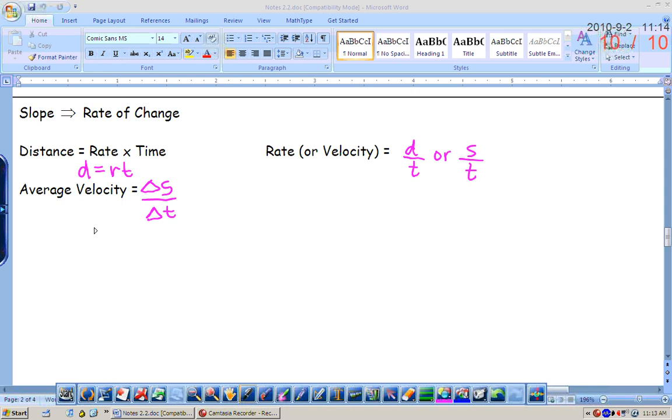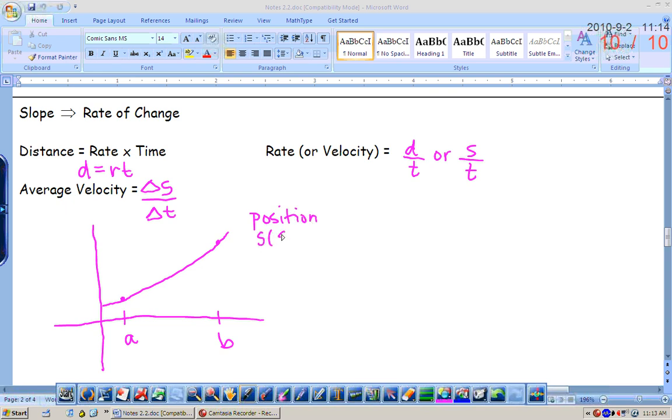All right, so let's talk about average velocity of a particle. So you've got a particle that is starting at A and it's ending up here at B. So this is the position of the particle, or s of t. So this point right here would be A, comma, s of A. And this point is B, comma, s of B.